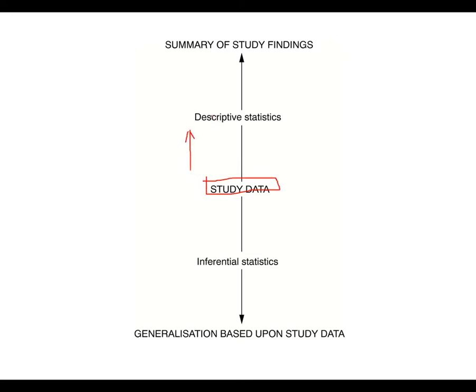You can either have descriptive statistics, where you have a summary of the findings of the study. You just give some summary of what's actually going on in real life. Or you can go down. Actually, sometimes you do both. And this is inferential statistics, where you do some kind of generalization and come up with results, conclusions, tests and so on.